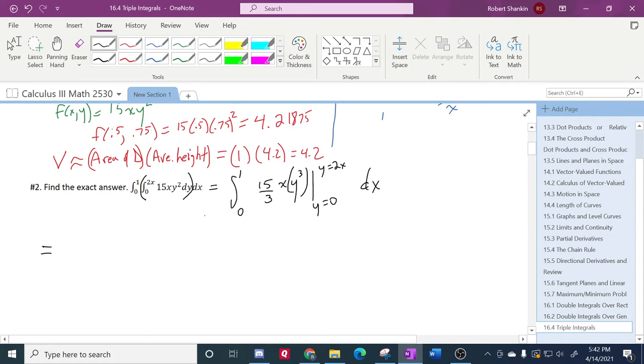And then this 5 will come out in front. The integral from 0 to 1. Now this x, although it's a constant relative to this, it's still got to stay to the right of the integral sign. And then when I plug in 2x for y, I get 8x cubed. When I substitute 0 for y, I get 0.